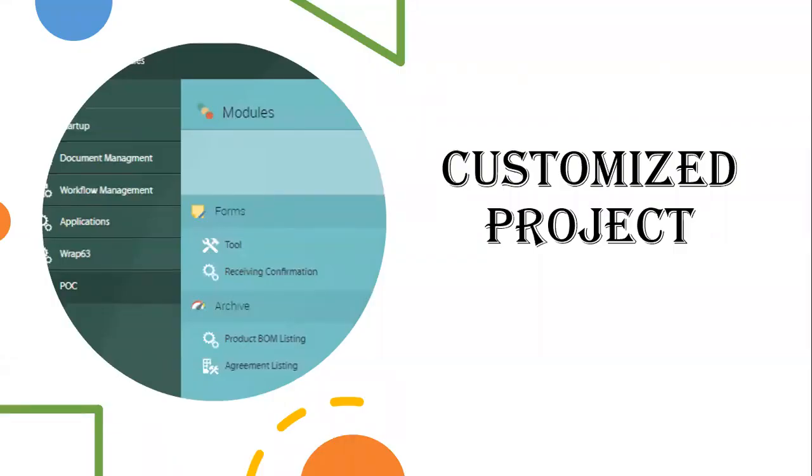Okay, so in this demonstration, we also created a project which we call POC, proof of concept. Inside this project, we have created two forms, the tooling agreement and the receiving confirmation. We also created two archives, which are the report listing. It shows the product BOM from our ERP system, and it can also show all the agreements we created using our tooling agreement form. Okay, so we will show this form and archive in a later section.